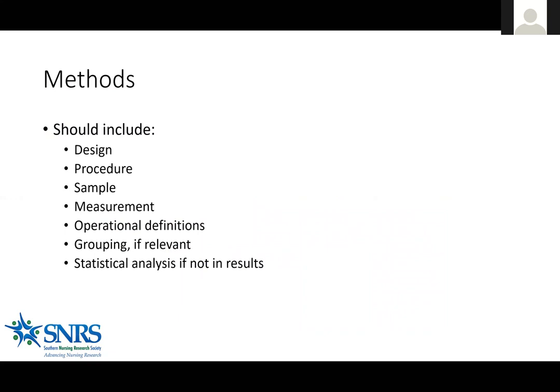The next section is our methods, and those can often be hard to write because you have such a short limit in many conference abstracts, and you have so much information that you need to get across. But the methods section should include the design of the study, any procedures that you did in the study, the sample of the study, measurement, any operational definitions if you're using an instrument to operationalize a concept or idea, grouping if relevant, if you're comparing two groups, and then statistical analysis if you don't have that in the results.